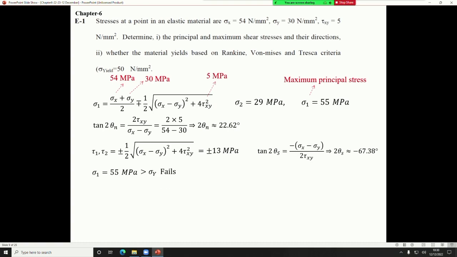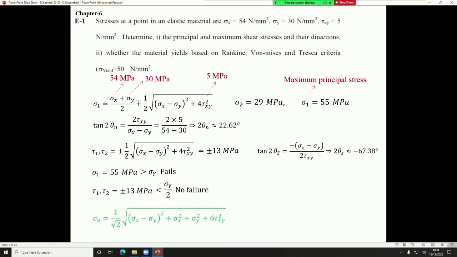So does this fail? Obviously it fails because 55 megapascals is greater than 50. So based on the Rankine theory, obviously it fails. Based on the Tresca, the maximum and minimum shear stresses must remain less than half the yield stress. So based on the Tresca criterion, this does not fail. Sigma y divided by 2 is 50 divided by 2, so 13 is less than that.